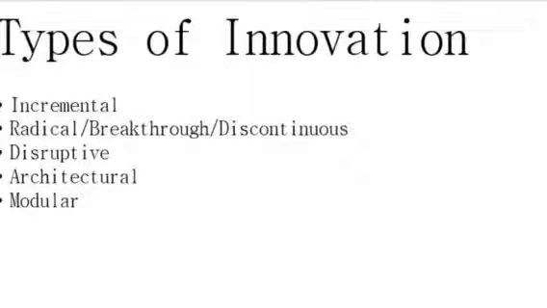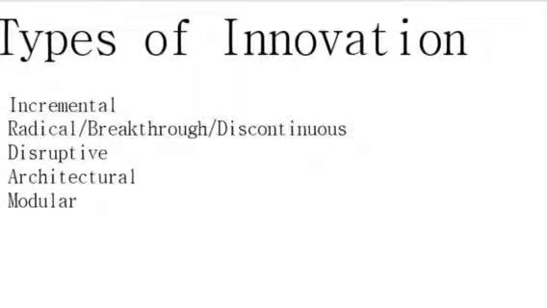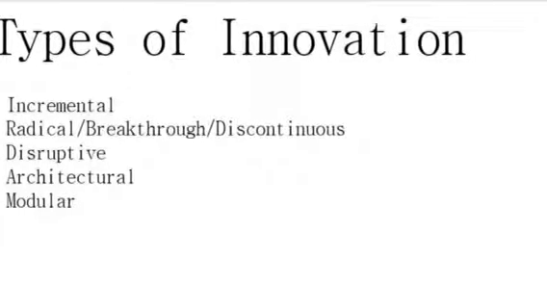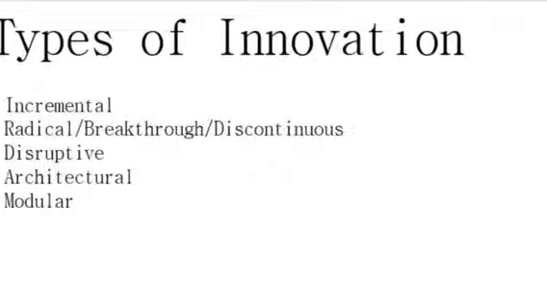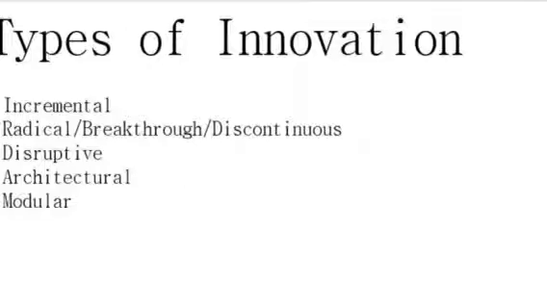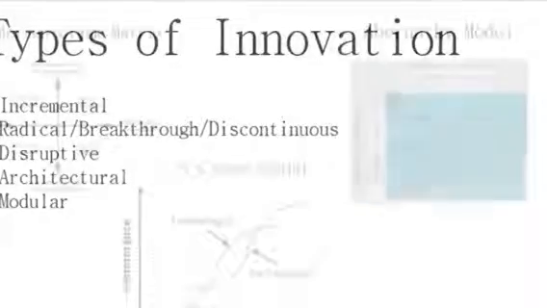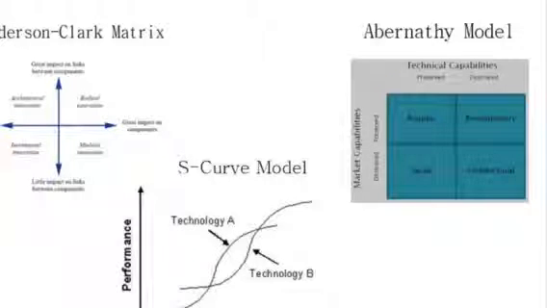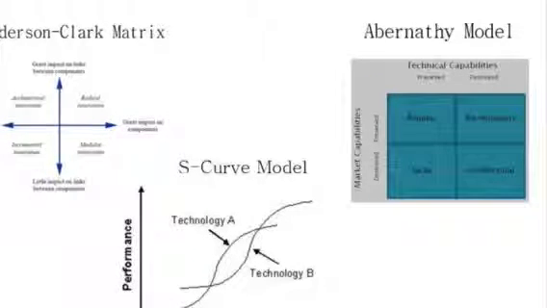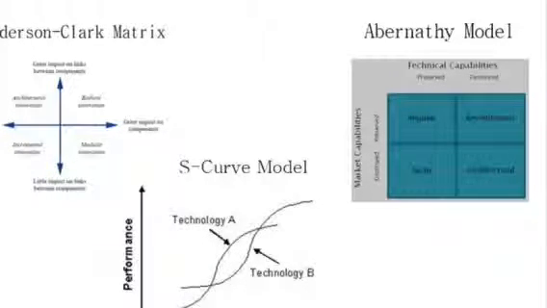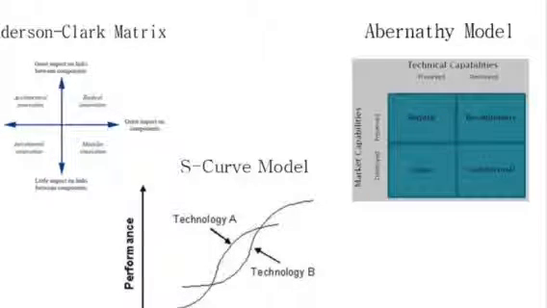Architectural innovation is a reconfiguration of components while the core design remains the same, and modular innovation is the application of new technology in which the components will be changed whilst the core design concept stays the same. The Henderson-Clark matrix is used to measure the knowledge of components and the linkages of those components, as well as the impact that the types of innovation have on technology and the market.